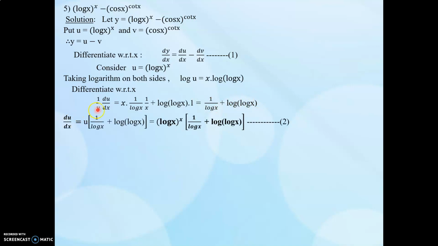Now you will cross multiply this u. So du upon dx is equal to u into the full term. Now resubstituting the value of u, that is log x raised to x into 1 upon log x plus log x. That is equation number 2.